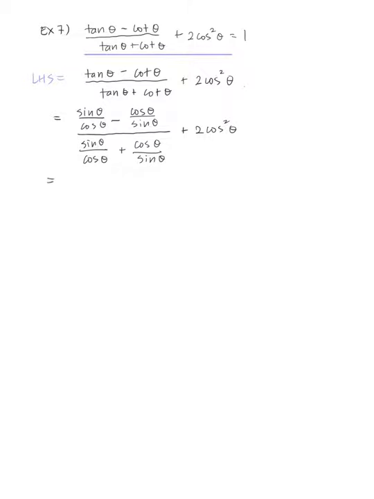Okay, so the next step, what I want to do is let's combine the numerator into 1 fraction. Then let's combine the denominator into 1 fraction. So the common denominator will be sine times cosine. So let me multiply this guy by sine over sine. And then here, cosine over cosine. And let's do the same thing.